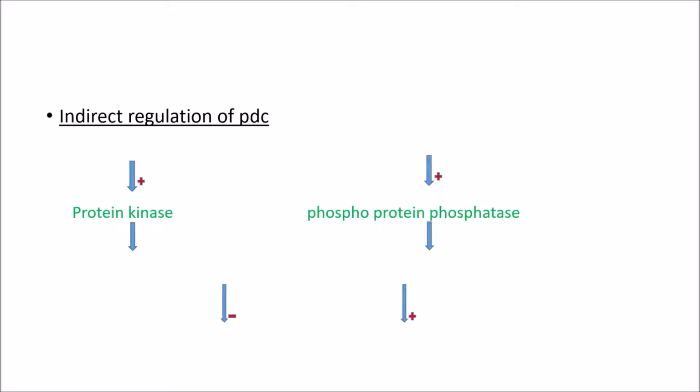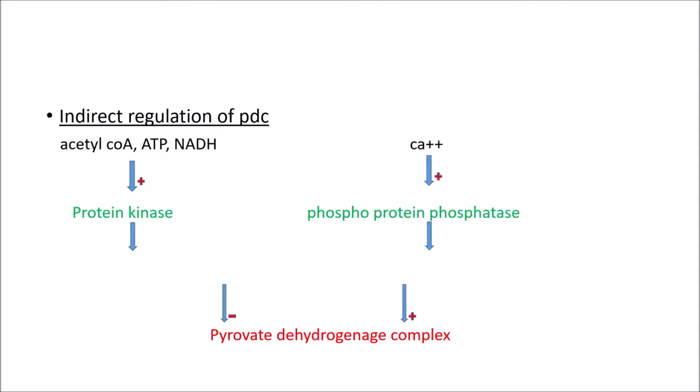In the same way, two proteins, protein kinase and phosphoprotein phosphatase, are going to regulate it indirectly. In the presence of acetyl CoA, ATP and NADH, this protein kinase is activated and phosphorylates the E1 enzyme of this complex and inhibits the pyruvate dehydrogenase complex. On the other hand, in the presence of calcium, this phosphoprotein phosphatase is activated and dephosphorylates the E1 enzyme, and again the pyruvate dehydrogenase complex is stimulated.